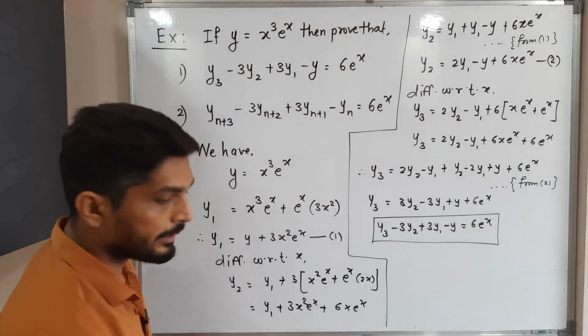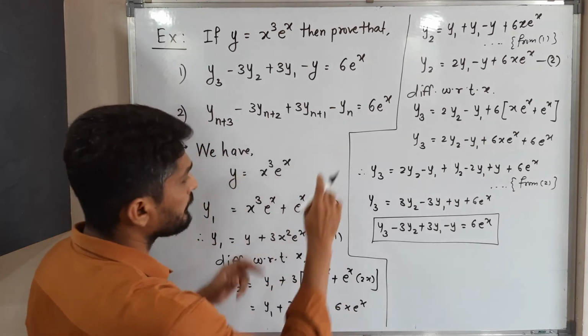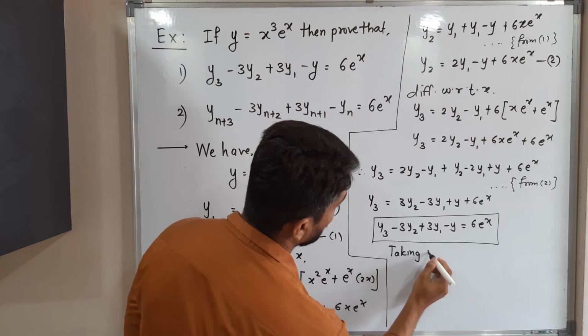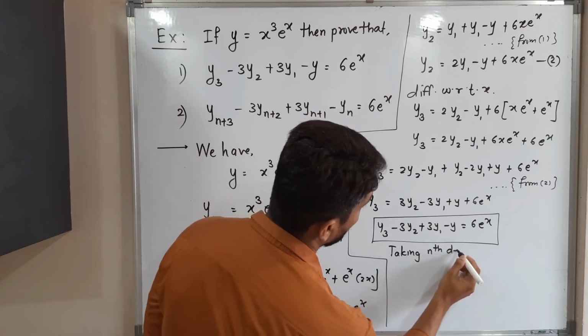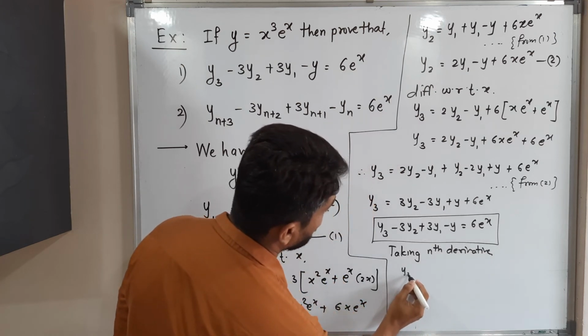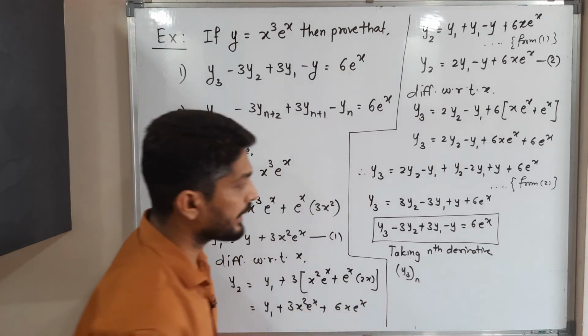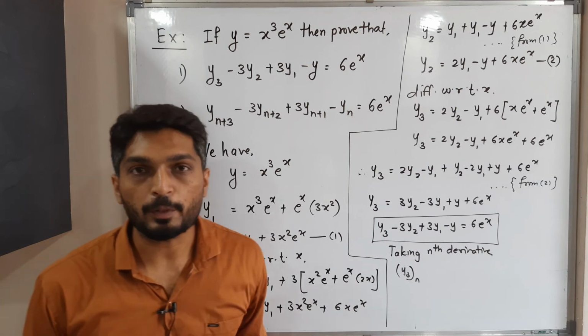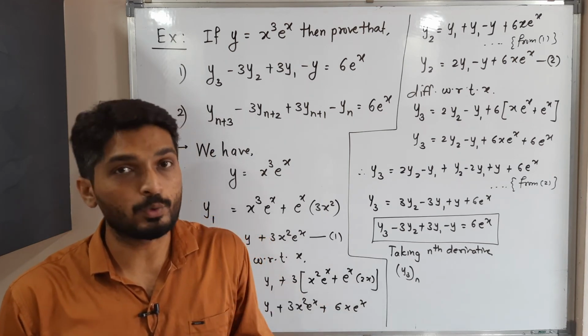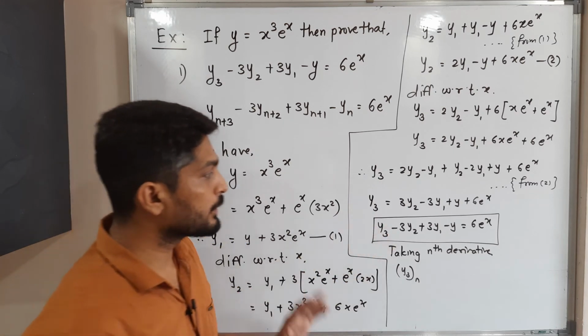So we have to prove the second part now. So here nth derivative is involved. So let us take nth derivative, right? Nth derivative. So y3 nth derivative. You know that when we take derivative, if addition subtraction is there, we take separate derivatives. If constants are there, we keep them outside. So here also I will do the same.